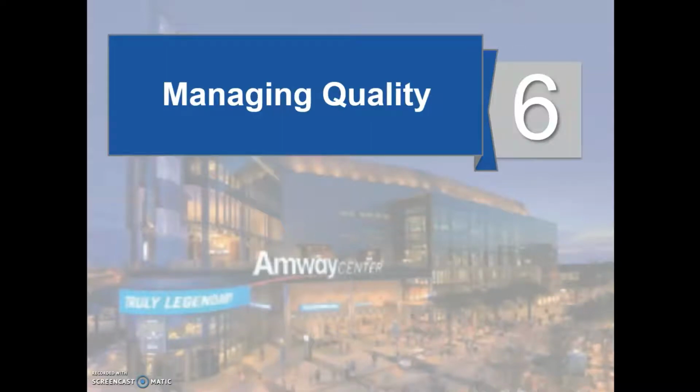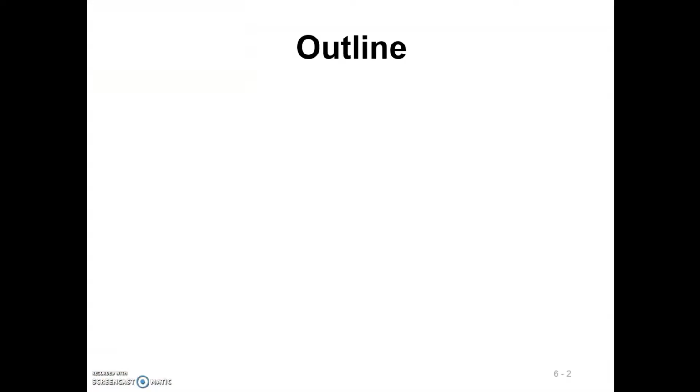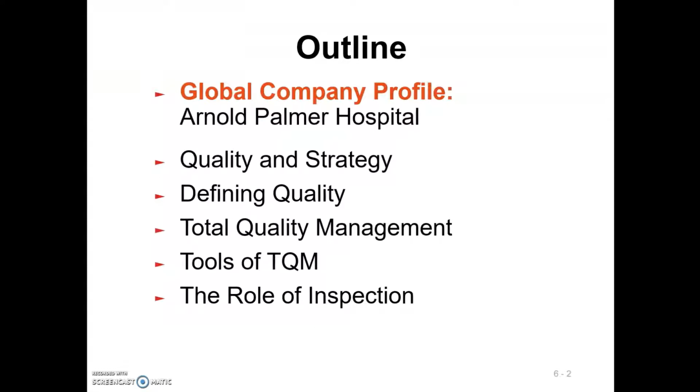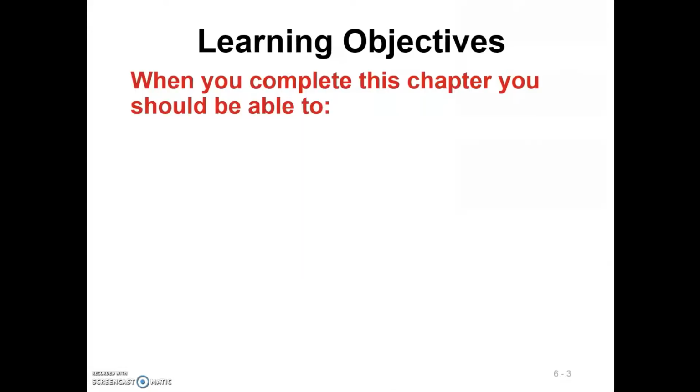This is Chapter 6 on Managing Quality. So as an outline, we'll start the chapter with a case study on Arnold Palmer Hospital, and we'll cover the main issues of quality and strategy, defining quality, total quality management, tools of TQM, and the role of inspection.